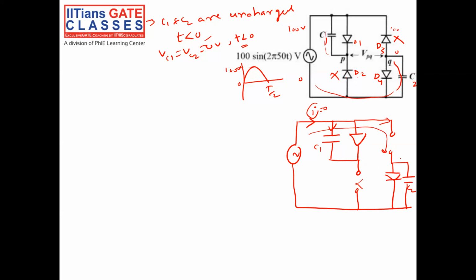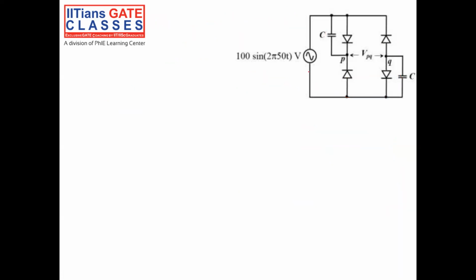So this capacitor cannot charge, right? During the third positive cycle, VC1 and VC2 are equal to 0 only, because there is no way the capacitors can charge. There is no path for the current. Okay, let us see what will happen in the negative half cycle.